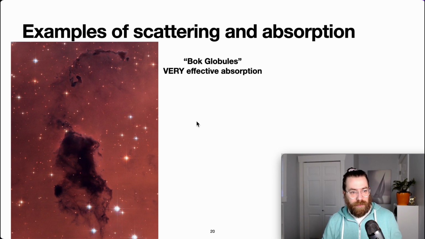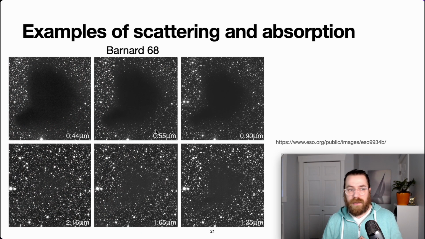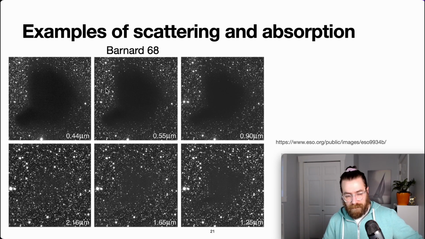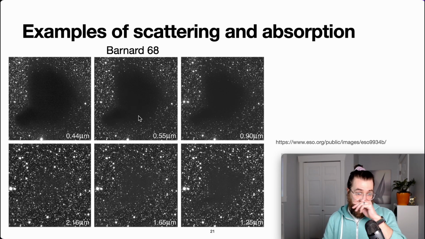The best example of a Bok globule, in my opinion, is Barnard 68. And it really does just look like somebody came through and cut a hole out of the galaxy. You just see this little gap. There are no stars there. This is Barnard 68 in the optical. Here it is in the middle, the classic V band, 550 nanometers.